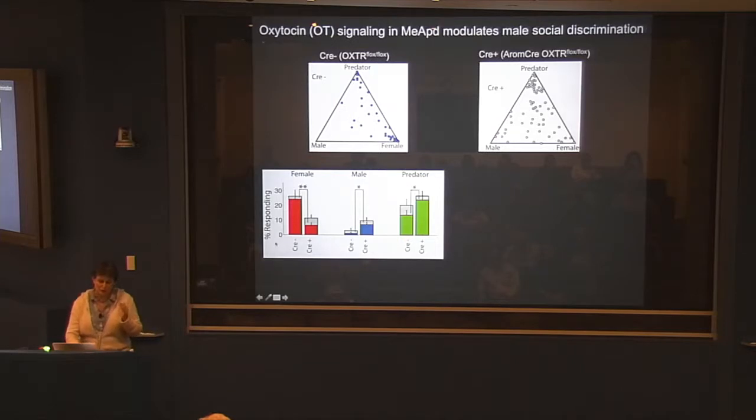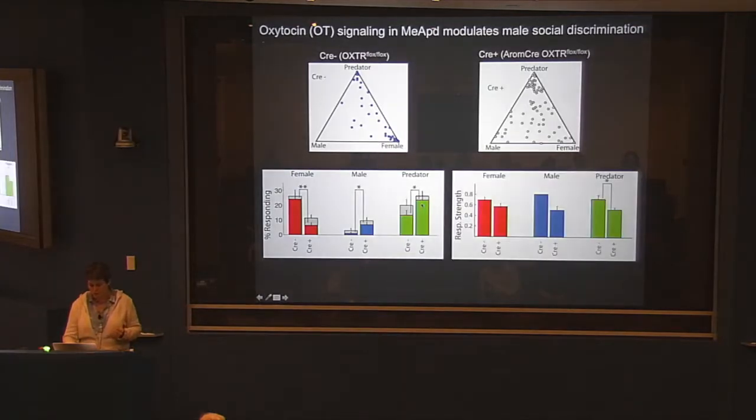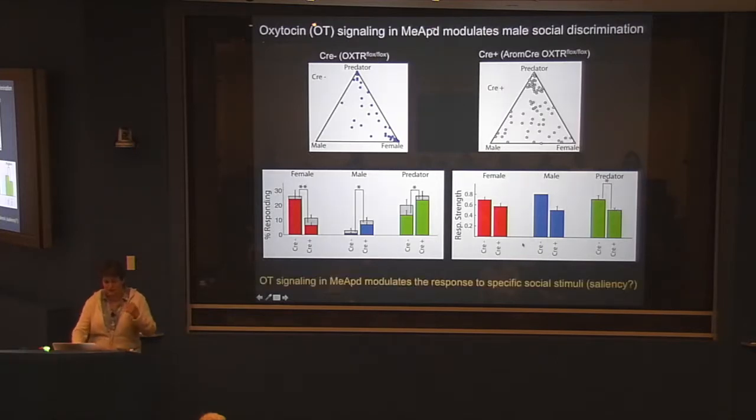And this is shown here. If we look at the percentage of units that respond to female cues, male cues, or predator cues in the control versus the mutant, we can see a very significant drop in the number of units responding to females, a small but significant increase in the number of units responding to males, and then a little increase of the units responding to predators, but the overall strength of the response is more or less the same. So this is very interesting because it suggests that oxytocin signaling in the medial amygdala modulates the neuronal response to specific social stimuli. And very specifically, it's essential to promote the response to females and also to diminish the response to male cues.